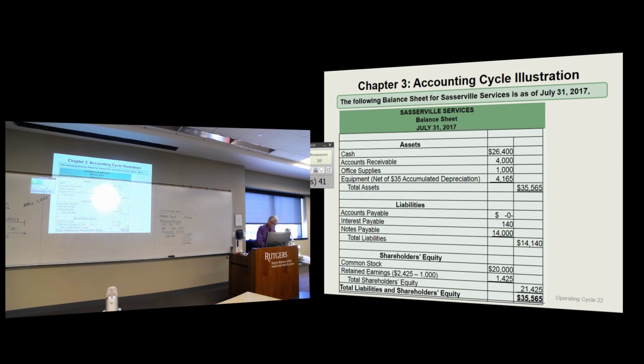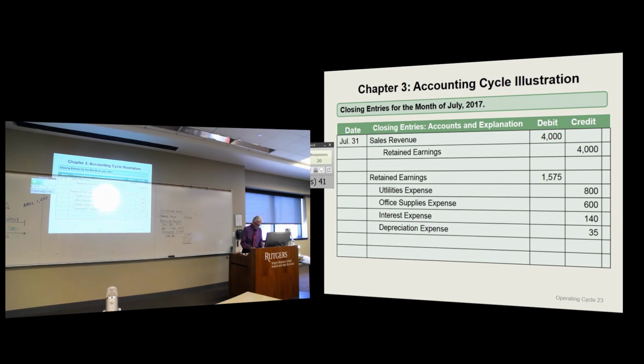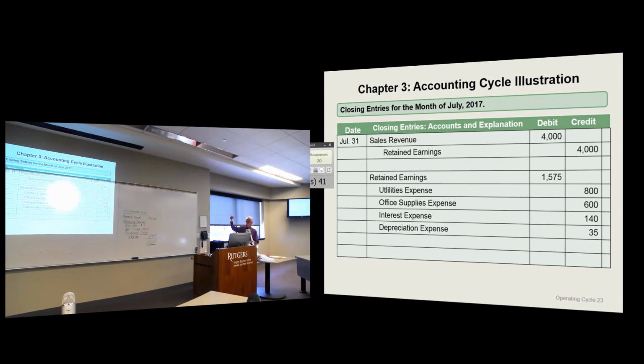Last but not least, we're going to have to do closing entries, and then the post-closing trial balance. Now, the closing entries require that we close out all revenues and expenses to retained earnings. The first closing entry debits all of our revenues and credits retained earnings. The second closing entry debits the sum of all of the expenses, $1,575, and credits individual expense accounts.